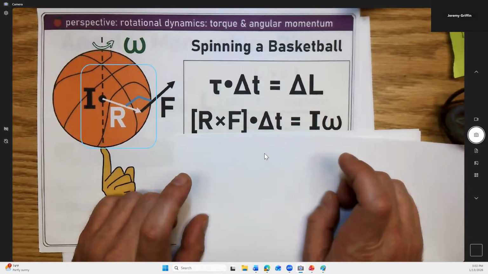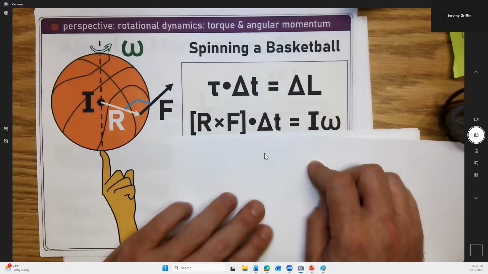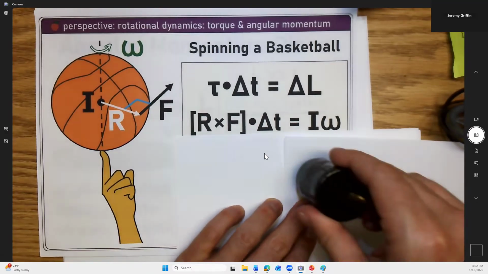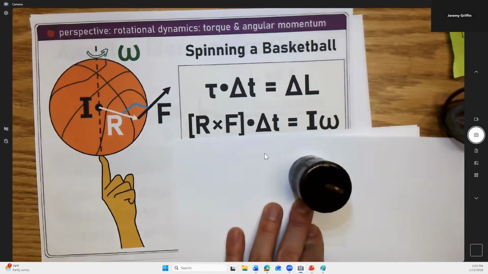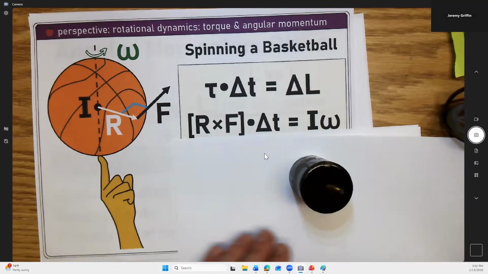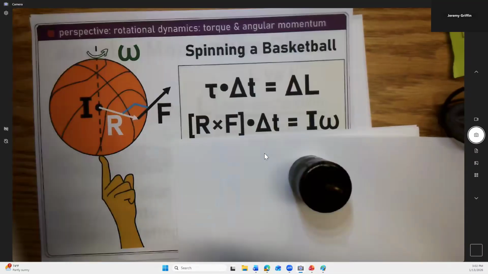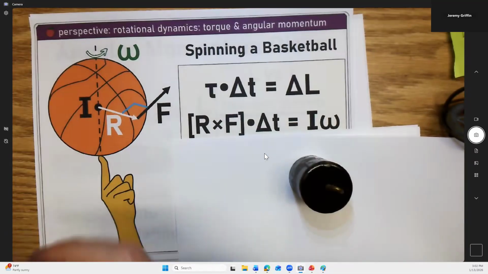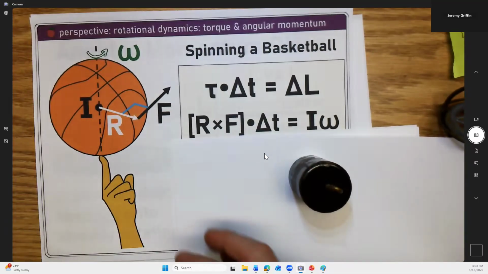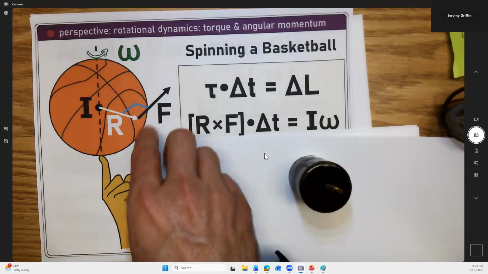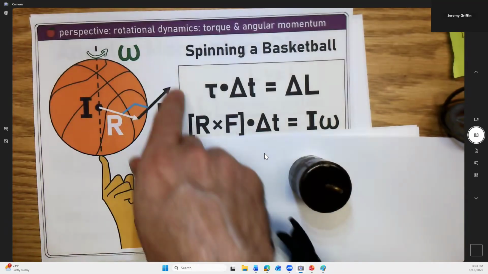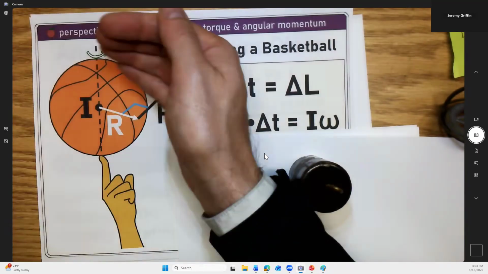All right, what next here? How about the fact that I have a basketball specifically? That tells you something about how the mass is distributed. Like here, if I had a solid foam ball next to a basketball, with the same mass and the same radius, but one's solid foam and one's hollow, a basketball is pretty much all the mass on the surface of a sphere.